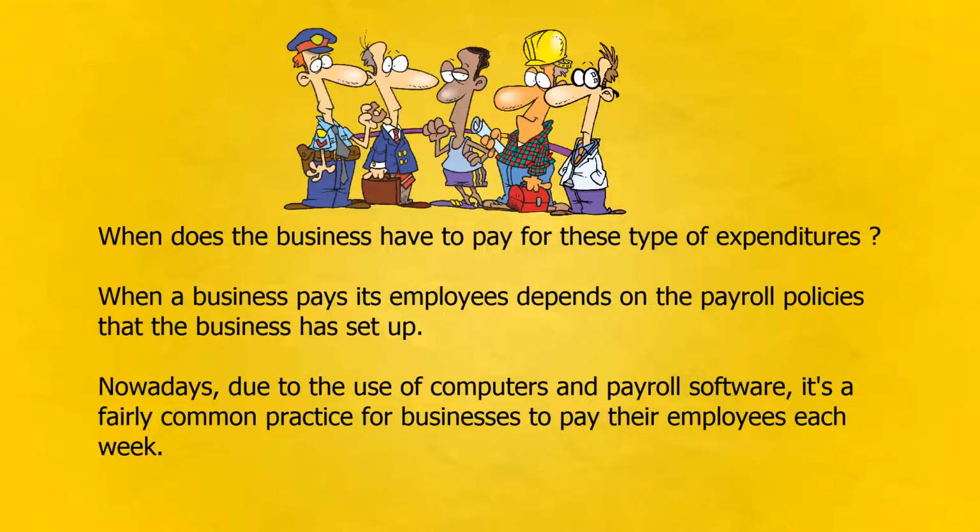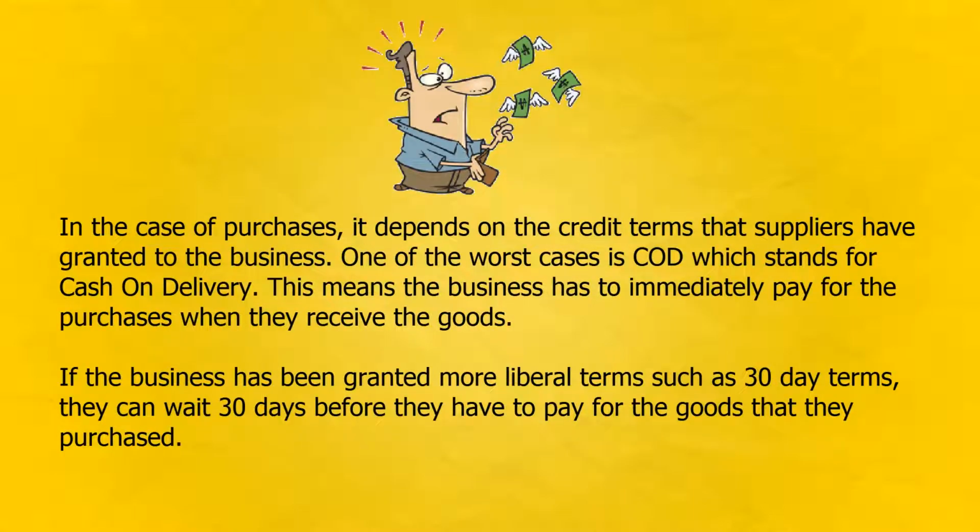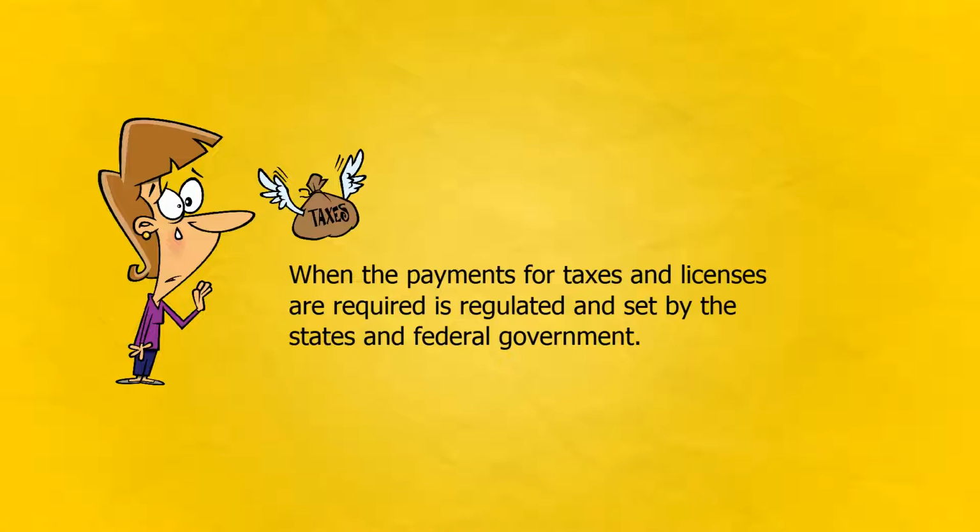When a business pays its employees depends on the payroll policies that the business has set up. Nowadays, due to the use of computers and payroll software, it's a fairly common practice for businesses to pay their employees each week. In the case of purchases, it depends on the credit terms that suppliers have granted to the business. One of the worst cases is COD, which stands for cash on delivery. This means the business has to immediately pay for the purchases when they receive the goods. If the business has been granted more liberal terms such as 30-day terms, they can wait 30 days before they have to pay for the goods that they purchased. The payments for taxes and licenses are required as regulated and set by the states and federal government.